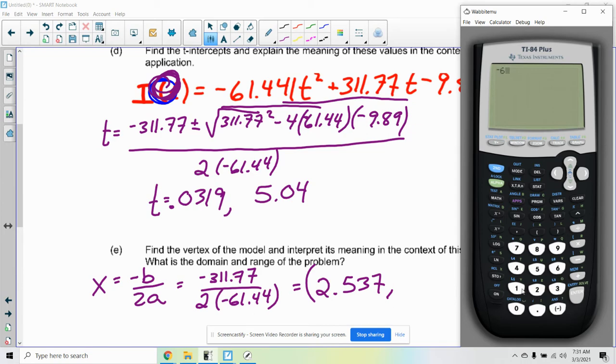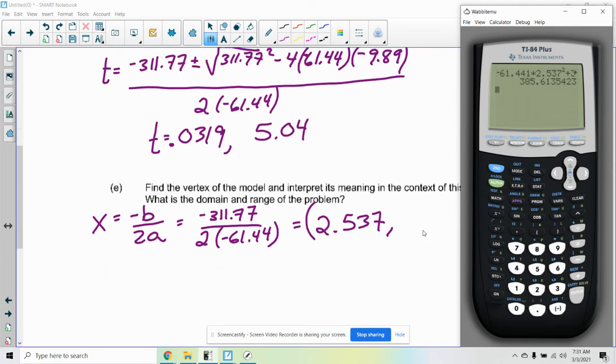Told you these are messy. Times 2.537 squared plus 311.77 times 2.537 minus 9.89. So that looks like our ibuprofen value is going to be 385.613.